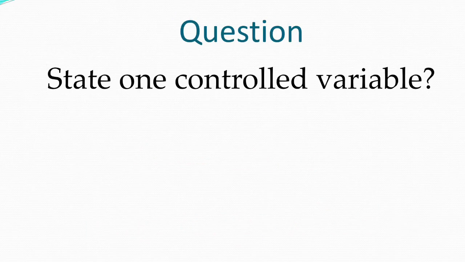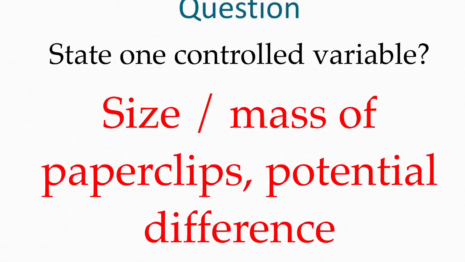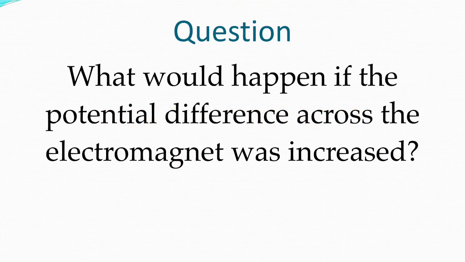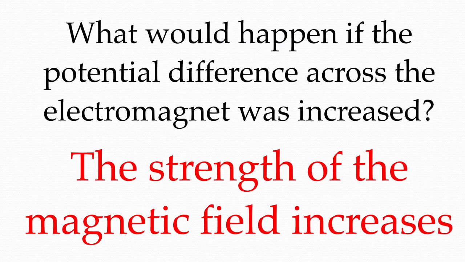State one controlled variable for this experiment. You could have had the size or the mass of the paper clips, and you could also have had keeping the potential difference the same as well. What would have happened if we increased the potential difference across the electromagnet? The strength of the electromagnet would increase.